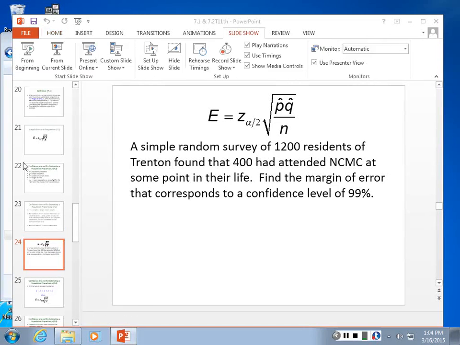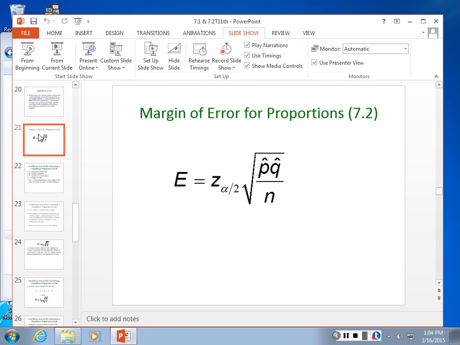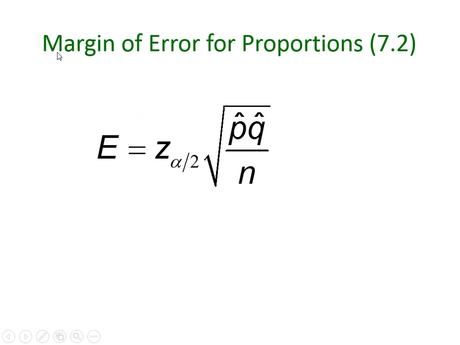I'm going to back up a little bit just to refresh memories on what we did last Friday. Last time we looked at finding, if we're working with a proportion, the margin of error, how far off we think we are, using this formula. We take that z-score that gives us the alpha over 2 as our right tail value. P hat is the sample proportion of successes. Q hat is the proportion of failures divided by the number in our sample.